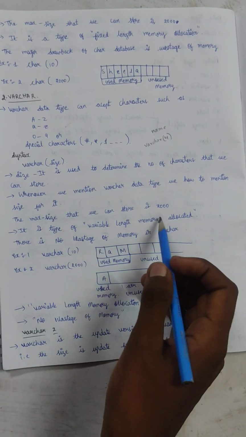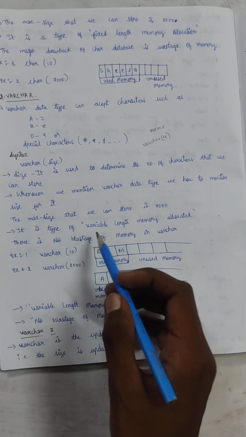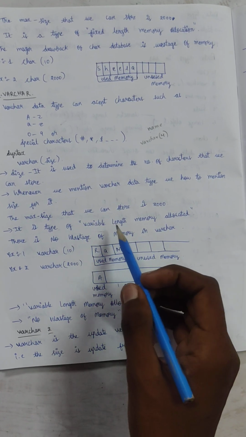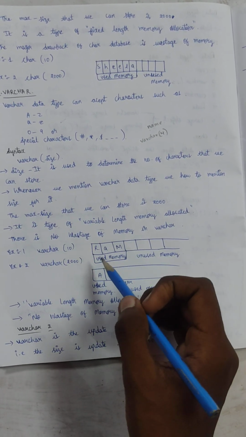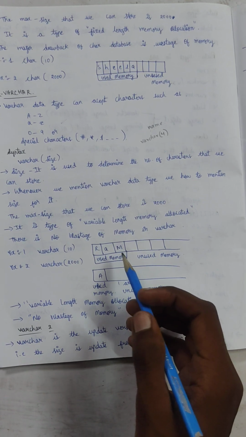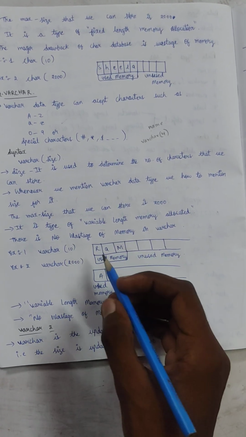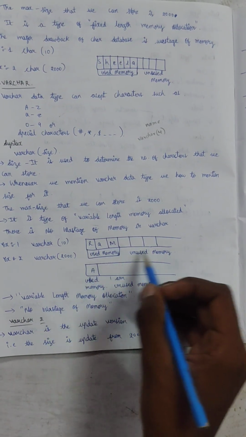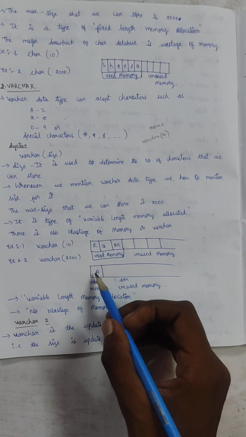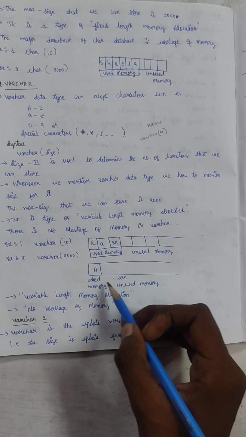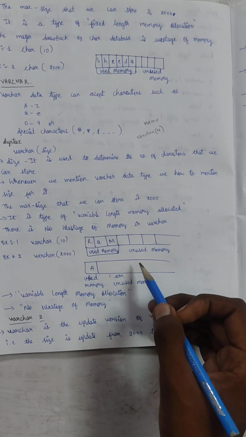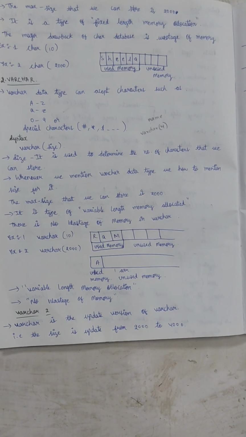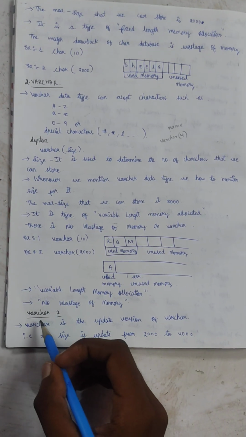The maximum size is 2000 and it is a type of variable length memory allocation. Due to its variable length nature, there is no wastage of memory. It will use only the memory that is needed, and the remaining memory can be used for something else. That is another advantage of varchar.